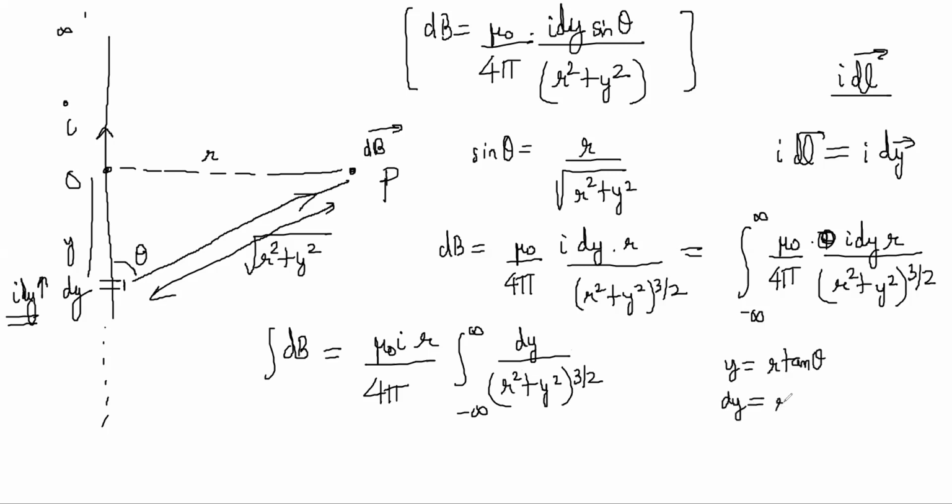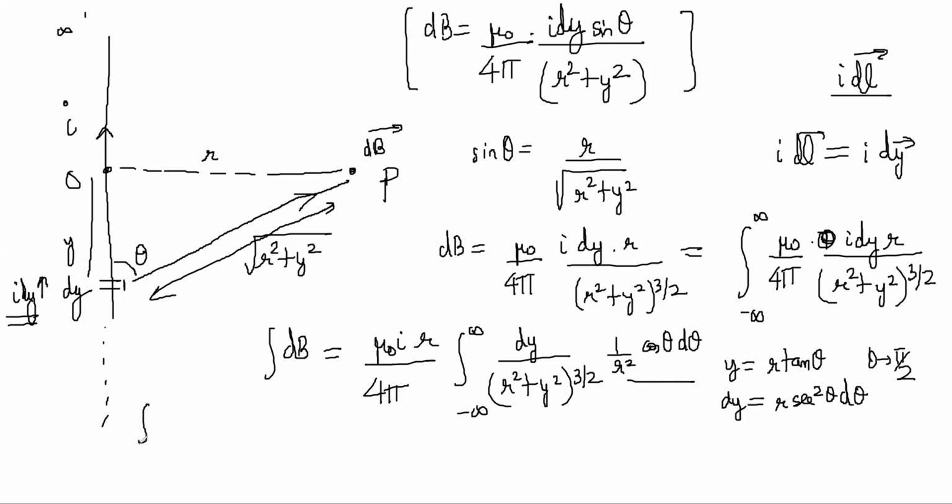So dy is equal to r sec square theta d theta, and on top you get an r sec square theta d theta, and in the denominator you get r cube sec cube theta. So you get eventually 1 by r square, and you get sec theta in the denominator, so it becomes cos theta d theta. This is what you get, right? And if y is infinity, then tan theta is infinity, so theta tends to pi by 2. And if y is minus infinity, then tan theta is minus infinity, theta tends to minus pi by 2.